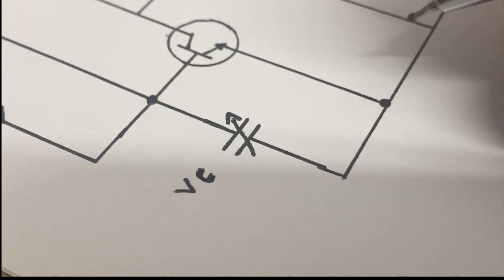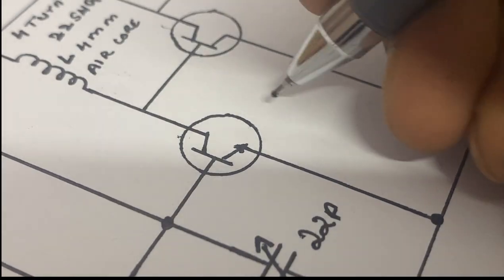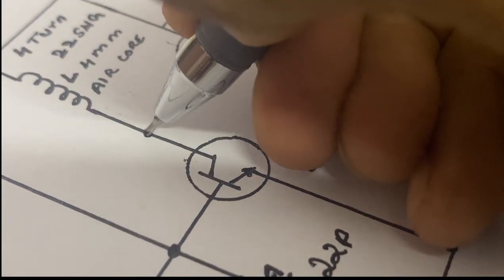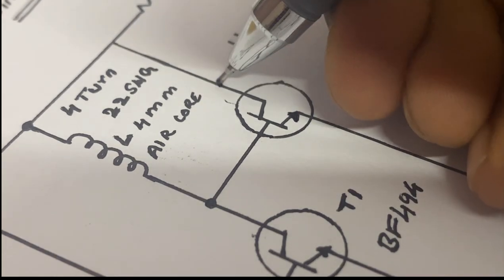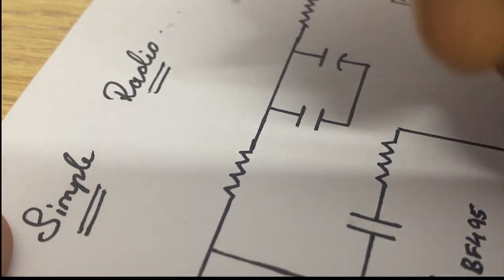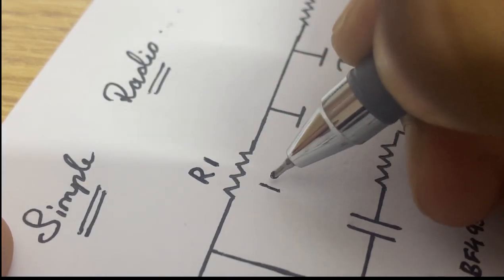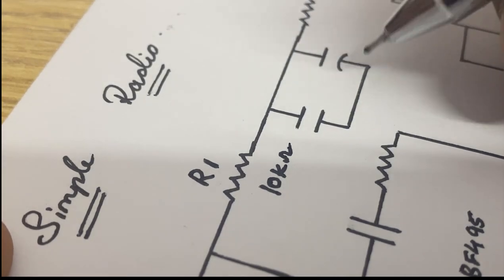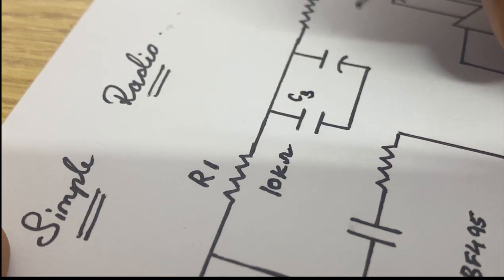So the output of this capacitance is further given to transistor T2, that is BF495, which is a mid-range frequency transistor. At BF495 output, we'll have output at R1, which is 10 kilo ohms resistor. At that point, we will try to construct a resonant circuit which allows a specific frequency to be detected.